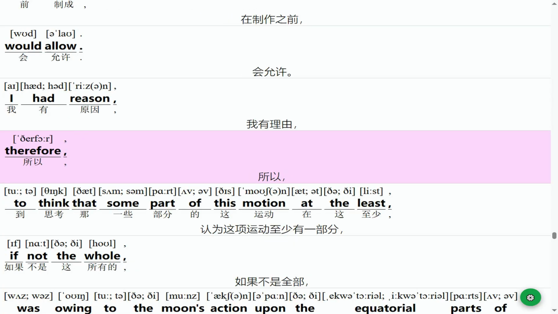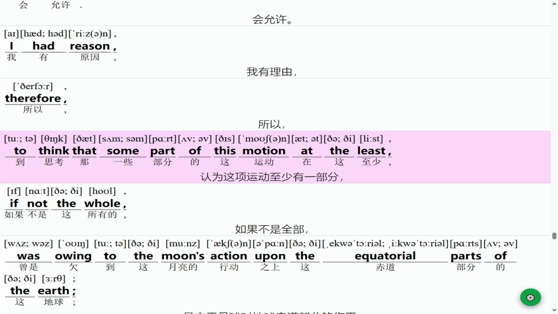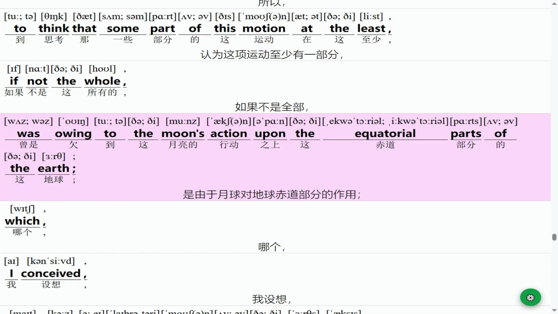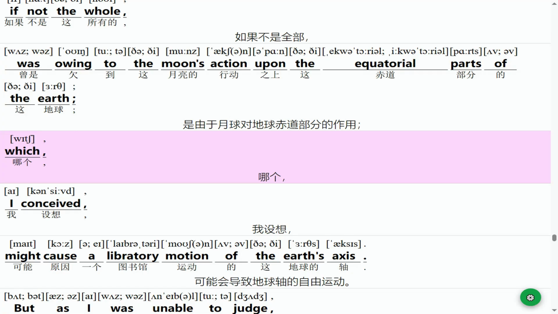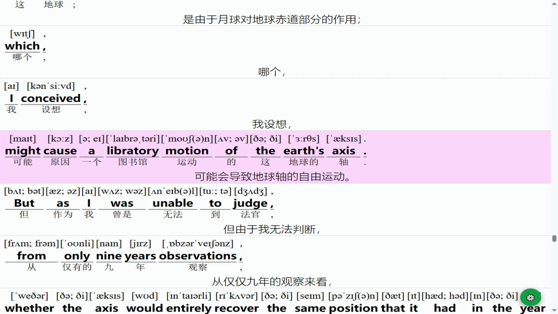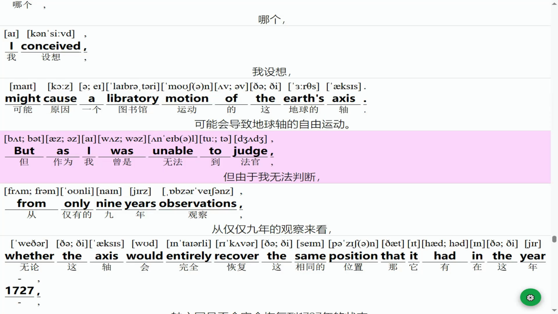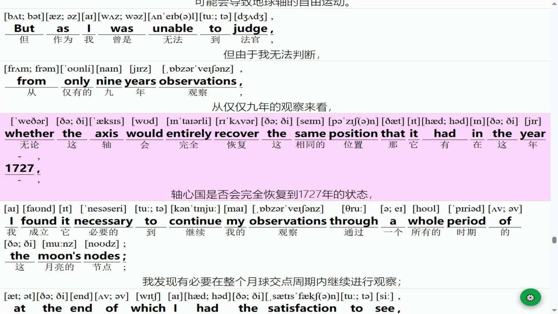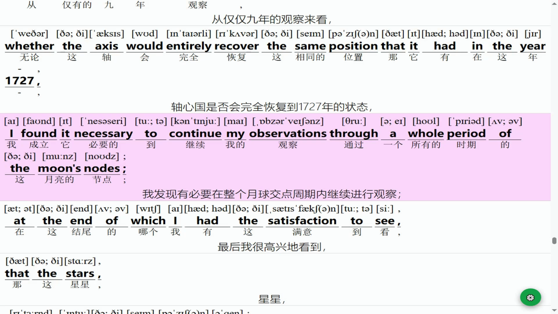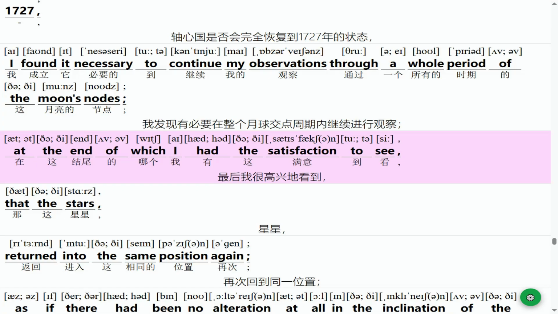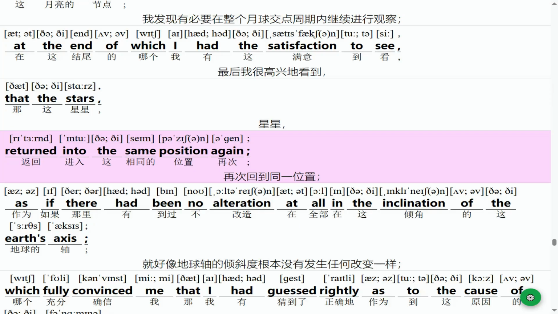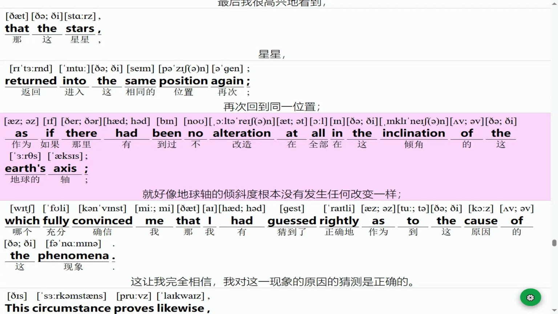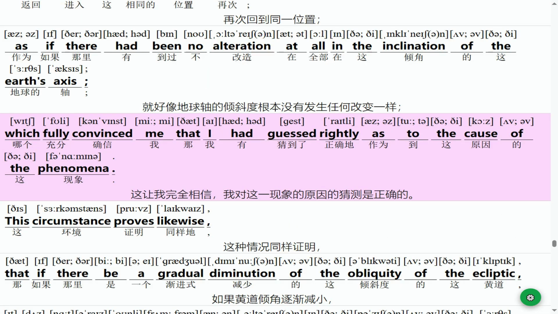I had reason, therefore, to think that some part of this motion at the least, if not the whole, was owing to the moon's action upon the equatorial parts of the Earth, which, I conceived, might cause a libratory motion of the Earth's axis. But as I was unable to judge, from only 9 years' observations, whether the axis would entirely recover the same position that it had in the year 1727, I found it necessary to continue my observations through a whole period of the moon's nodes, at the end of which I had the satisfaction to see that the stars returned into the same position again, as if there had been no alteration at all in the inclination of the Earth's axis, which fully convinced me that I had guessed rightly as to the cause of the phenomena.